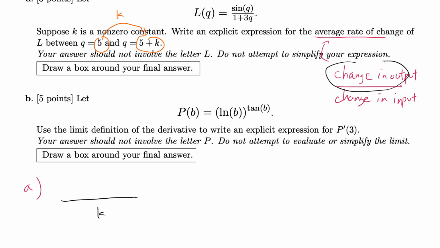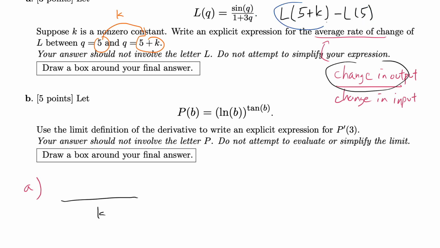What about the change in output? Well, the change in output of a function from 5 to 5 plus k is simply going to be L of 5 plus k minus L of 5. So remember, this L of q is the output, and our input is changing from 5 to 5 plus k. So L of 5 plus k minus L of 5 is exactly the change in output. But we do not want our answers to have the letter L. So you actually have to plug in this 5 plus k into q, and we have to plug in this number 5 into q to actually simplify these two expressions.